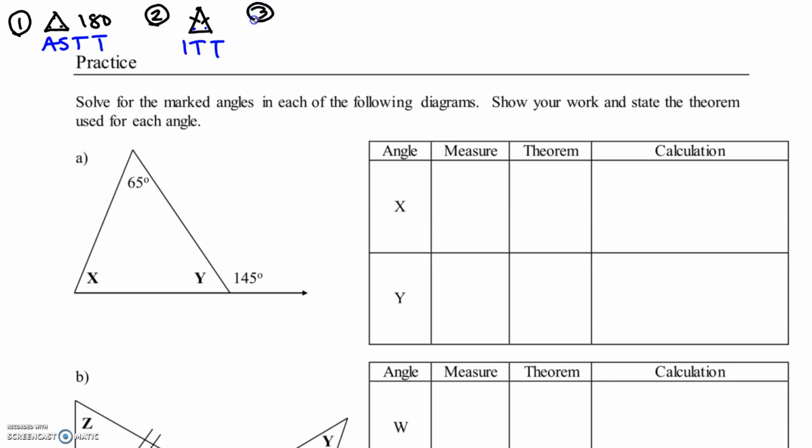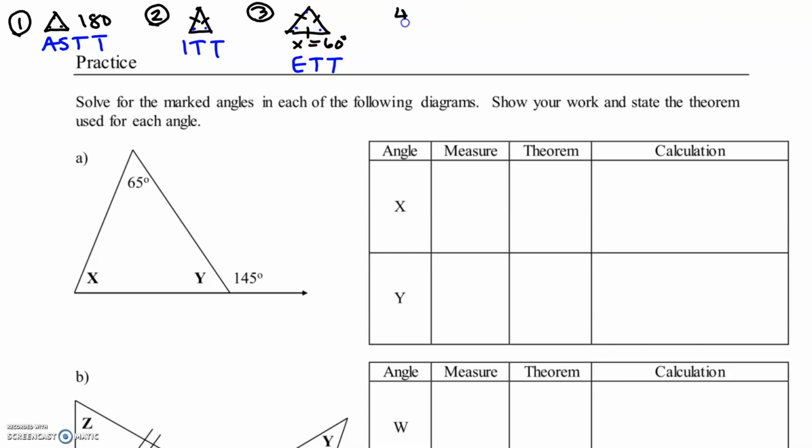Next is equilateral triangle theorem. So that's where all 3 angles are going to add to 180. So we know each angle is 60 degrees since the angles are equal. And that's by ETT.